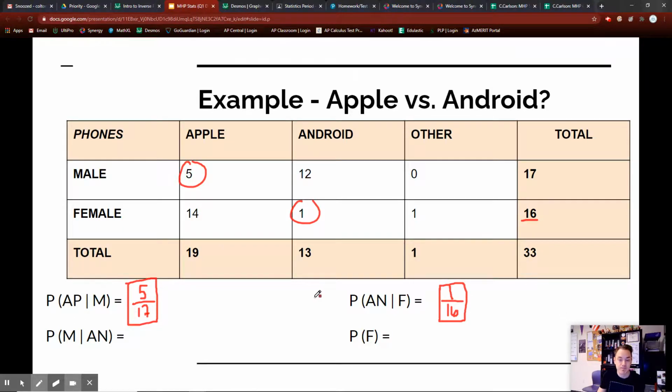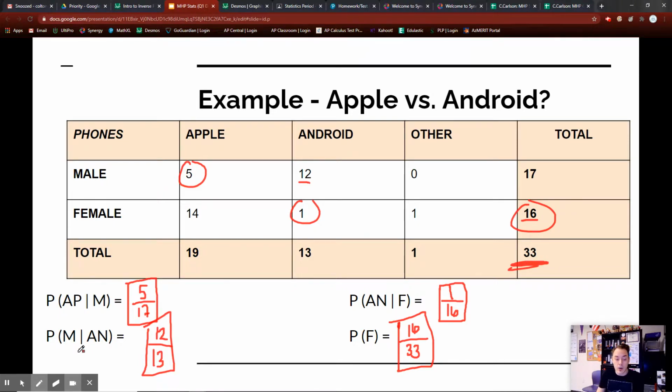Okay? Find the probability that they're male given that they have an Android. So male given that they're Android is 12. So 12. And then the Android total is 13. And then the probability of just female. Now notice that this is not conditional. Okay? So just female is 16. All over the total. Find the probability of just getting females here. So now it's just, I don't even care about the second categories of phones here. I just care about male and female. In this case, just female all over the total.